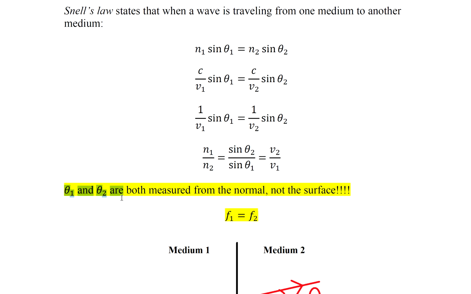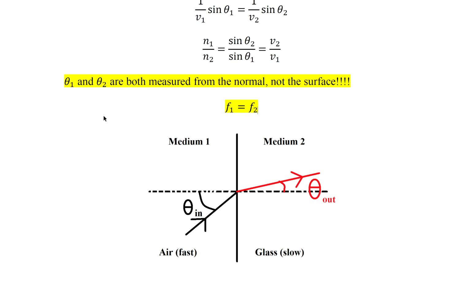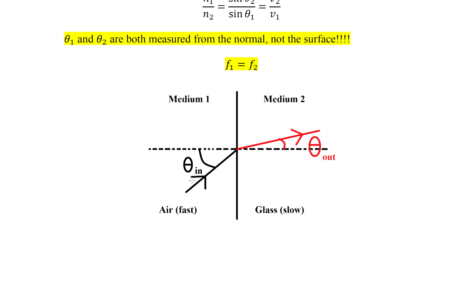So remember, theta 1 and theta 2 are both measured from the normal, not the surface. And f1 equals f2. So imagine you have something that looks like this. Medium 1 is on the left, medium 2 is on the right. If a wave is traveling through air in medium 1, and it hits medium 2, and now it travels through glass on the right side, you're bending toward the normal. Because you go from fast to slow, you bend towards the normal here.